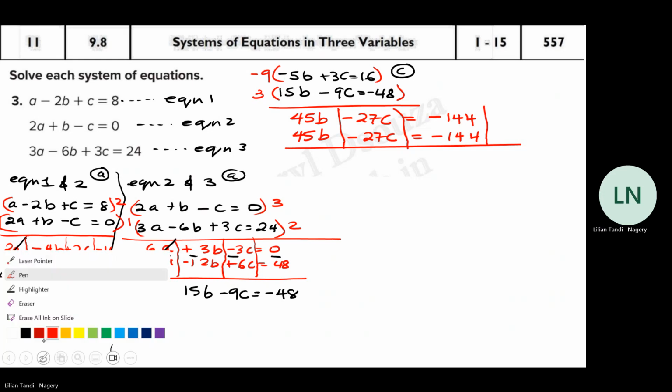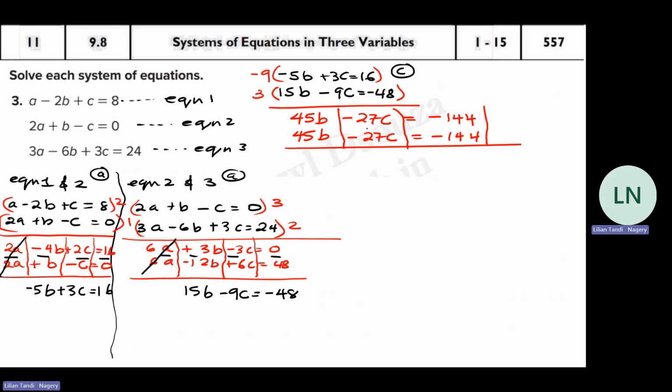So I want to eliminate C. They are the same coefficient, so I will subtract. I'll subtract all houses: 0, 0, 0. 0 equals 0. Infinitely many solutions because my left side is equal to my right side.